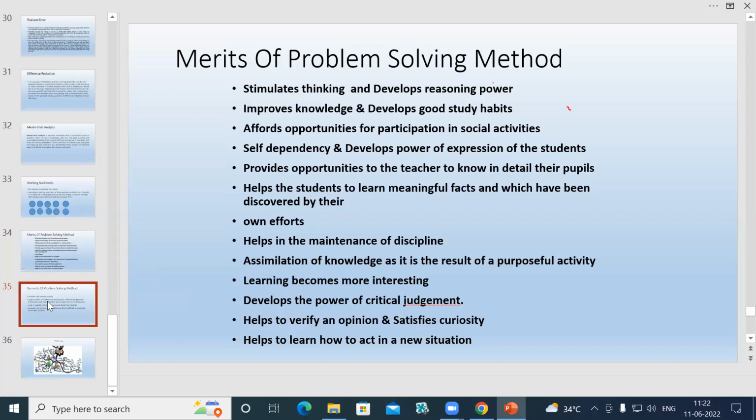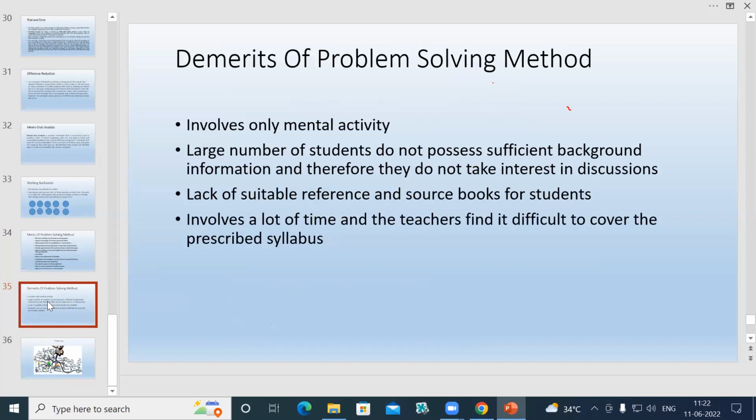Next slide please. Demerits: because it involves only mental activity, a large number of students do not possess sufficient background information, therefore they do not take interest in the discussions. Then lack of suitable reference and source books sometimes creates problems for the students. The biggest thing is that problem solving is not a 1 hour or 2 hour or 1 day work, because it involves a lot of time and the teacher finds it difficult to cover the prescribed syllabus if we go for problem solving.